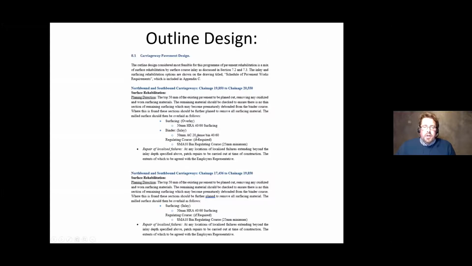In this case, this particular section required a 50 mil overlay, so we removed 50 mil of surfacing, we replaced 50 mil of surfacing on 50 mil of AC20 binder, and then put in a condition there for regulating as required, because you'll always find when you're on site that you need to do a bit of regulating.